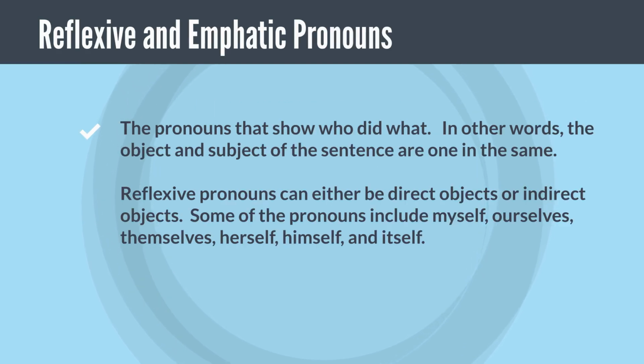Reflexive and emphatic pronouns. Reflexive and emphatic pronouns are the pronouns that show who did what. In other words, the object and subject of the sentence are one and the same. Reflexive pronouns can either be direct objects or indirect objects. Some of the pronouns include myself, ourselves, themselves, herself, himself, and itself.